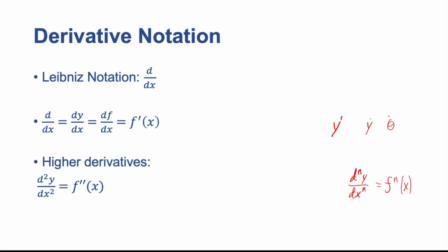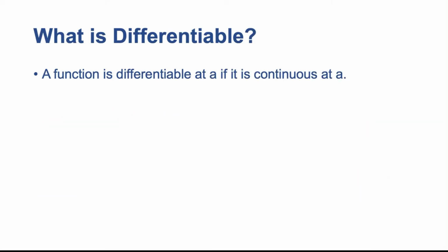All right, so before we jump into an example, we're going to talk about differentiability. So if a function is differentiable at a, it is also continuous at a. So a function could be continuous at a, but it might not be differentiable at a. So let's take an example.